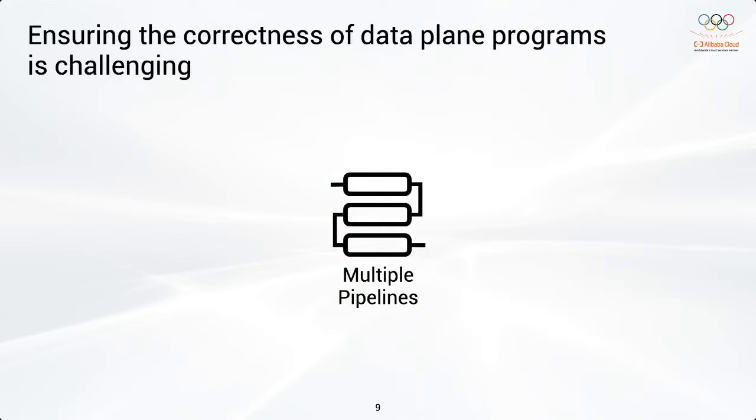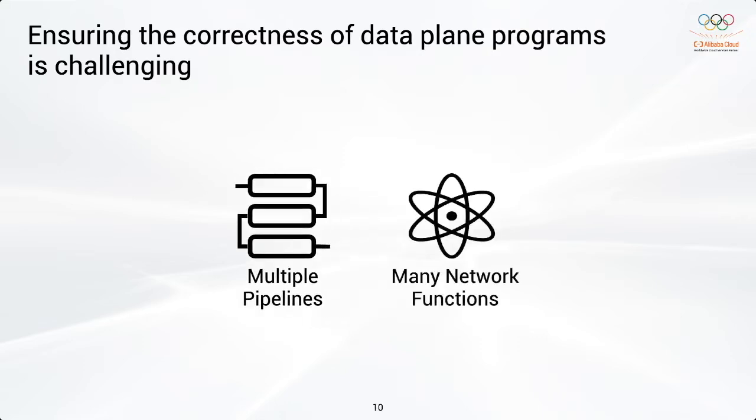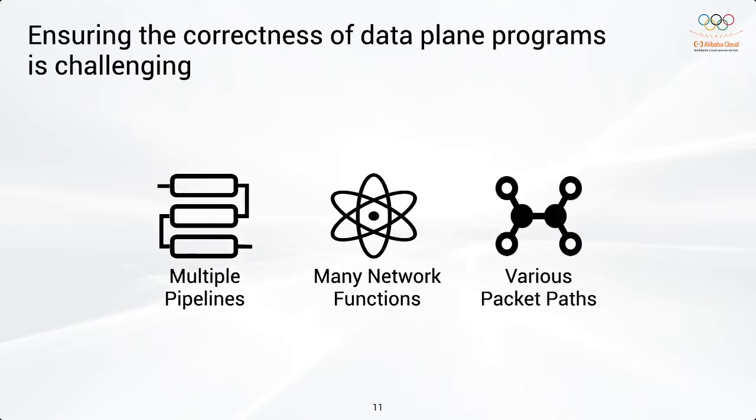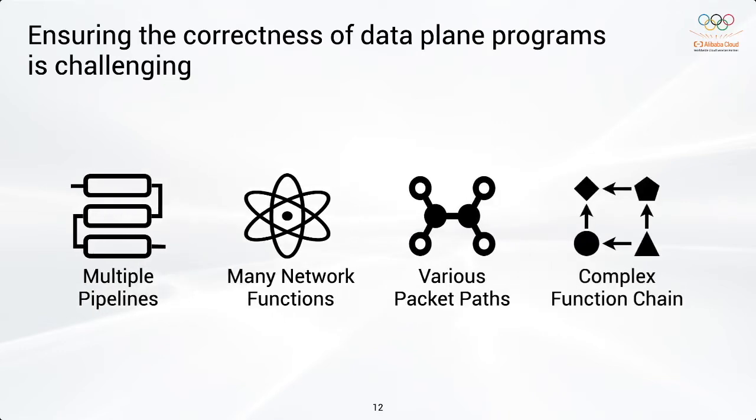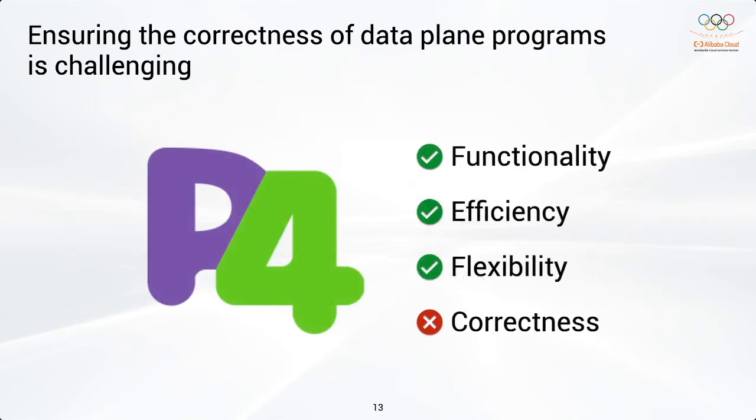With the increasing diversity of our services, the data plane programs are greatly increasing in complexity. Each program may consist of thousands of lines of P4 code and multiple pipelines, and each pipeline holds a number of network functions, such as NAT, load balancer, and DDoS defense. The network functions across different pipelines are tangled with many packet paths, resulting in a complex function chain within a single programmable switch. Therefore, it's a great challenge for developers to ensure the correctness of data plane programs.